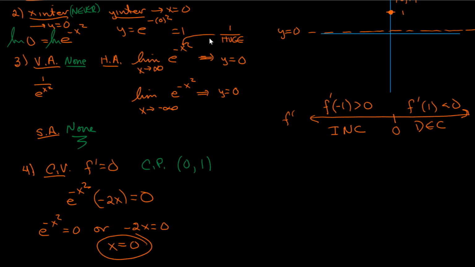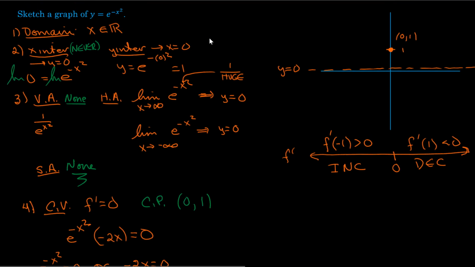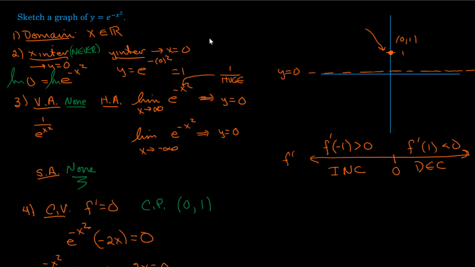This also allows me to evaluate my critical point. Notice my critical point goes from increasing to decreasing, which means that this is going to be a max point. That's a maximum on the graph. Okay.